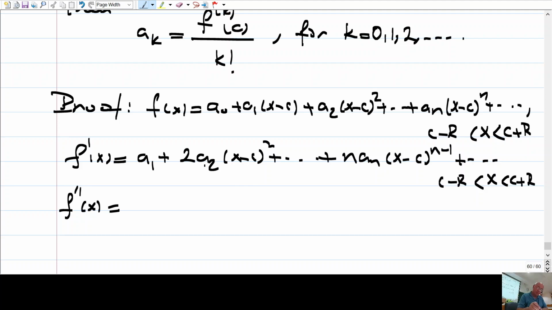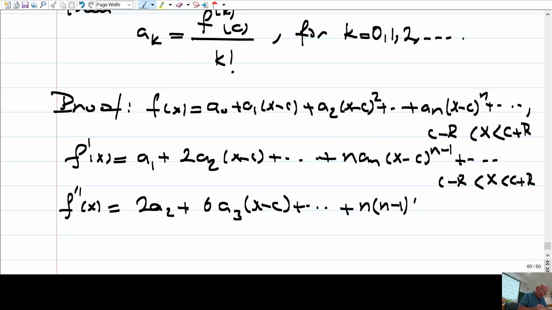The second derivative is just 2a2 plus 6a3 x minus c, and so on up to n times n minus 1 times an x minus c to the power n minus 2, and so on, for x again between c minus r and c plus r.